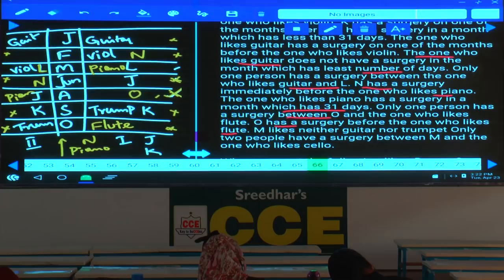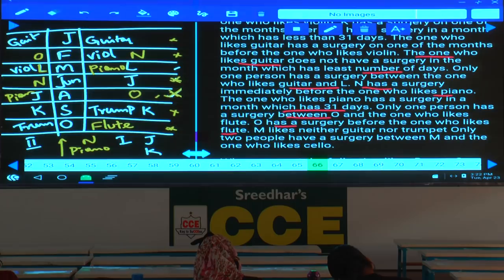O cannot be in the month of October, isn't it? Next one, O cannot be here, and O cannot be here, and O can be in the month of Jan or Feb. Out of which, if you take Jan here, O in the month of Jan is not possible. Why? Because O and flute must be in the alternate places, not possible. Hence, O must be in the month of Feb. If O is in the month of Feb, then flute must be in the month of June.